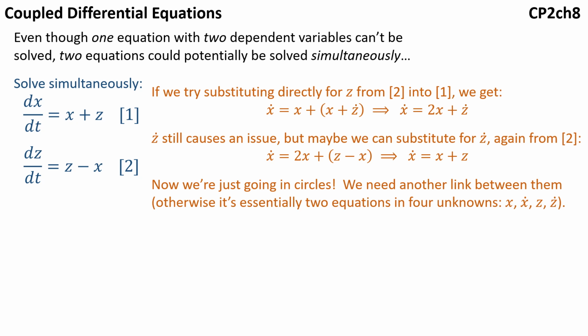And we've got expressions for both of those in terms of x and z. So let's try that. With the first equation, we differentiate with respect to t, and we get the second derivative of x is equal to the first derivative of x plus the first derivative of z.